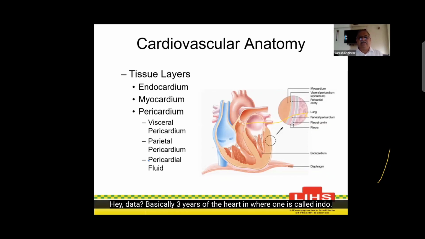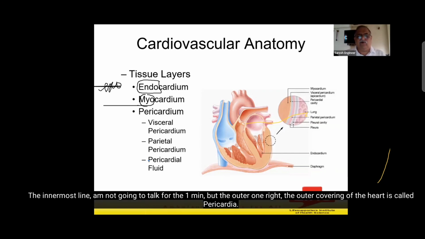There are basically 3 layers of the heart. The inner one is called endo. By now you know in Greek endo means inside, and its opposite exo means outside. Exo means outside. Correct? Whatever is the muscle, the Greek word for muscle is myo, and therefore the muscle of the heart is called myocardium. The innermost lining, I'm not going to talk for the 1 minute, but the outer one, right? The outer covering of the heart is called pericardium.